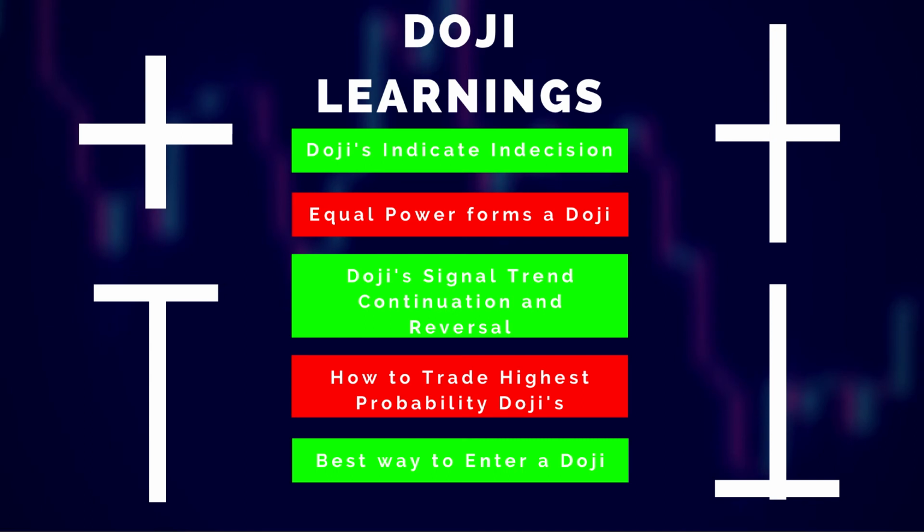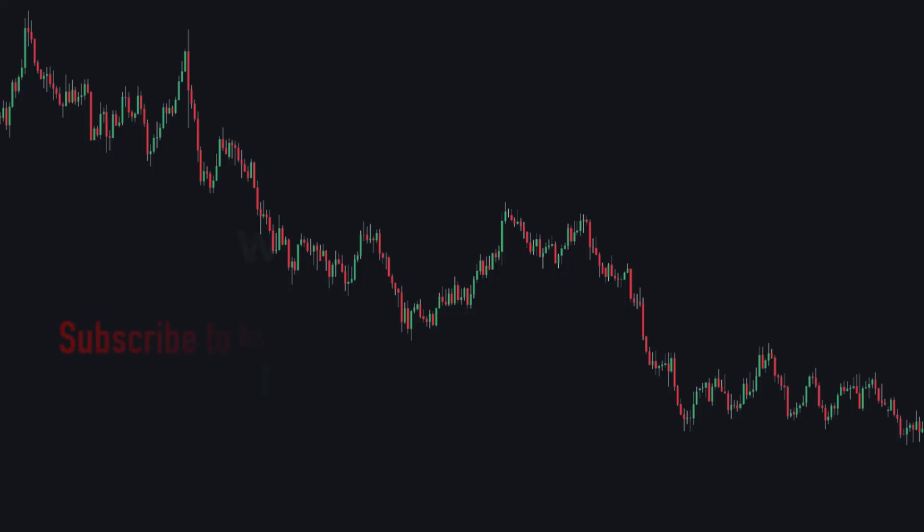Let's just recap what we've covered so far. So in this video, you've learned that dojis indicate market indecision, dojis are formed by the equal power between bulls and bears, dojis can signal both trend breaks and early trend reversals, professional traders use dojis with support and resistance, Fibonacci retracements, and momentum indicators for the highest probability reversal trades, and the best way to enter an early trend reversal using a doji. I hope this video worked for you.